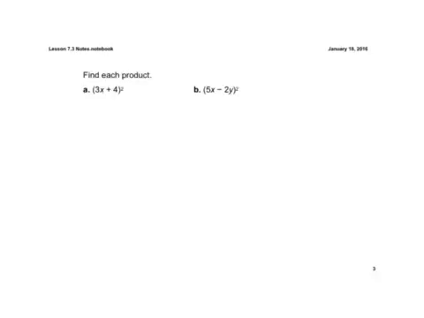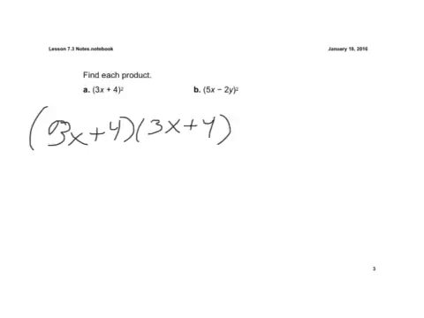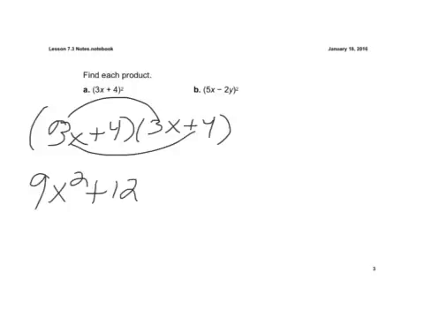So if we take a look at this, the way I would probably teach you is to write it as 3x plus 4 times 3x plus 4, and then just use the FOIL method. First times first is 9x squared. Outside times outside is plus 12x. Inside times inside is plus 12x. And then last times last is plus 16.